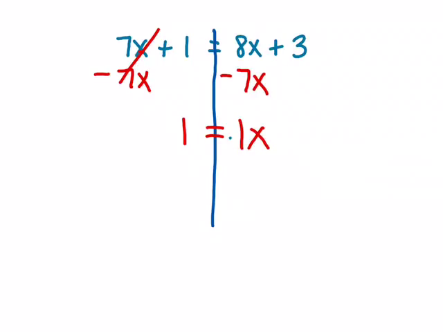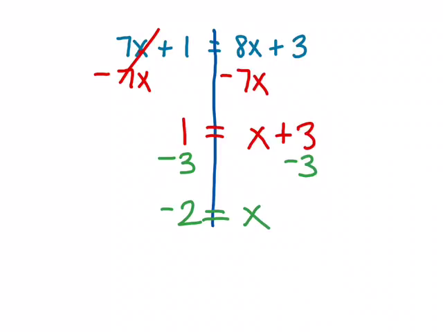Okay? But remember, you do not need to put that 1 with it, so I'm just going to take that away and leave it as x. And then bring down my plus 3. Okay, we want to get rid of that plus 3, so I'm going to do the opposite. I'm going to subtract 3 on each side. 1 minus 3 is negative 2 equals x, and then those 3's cancel, so x equals negative 2.